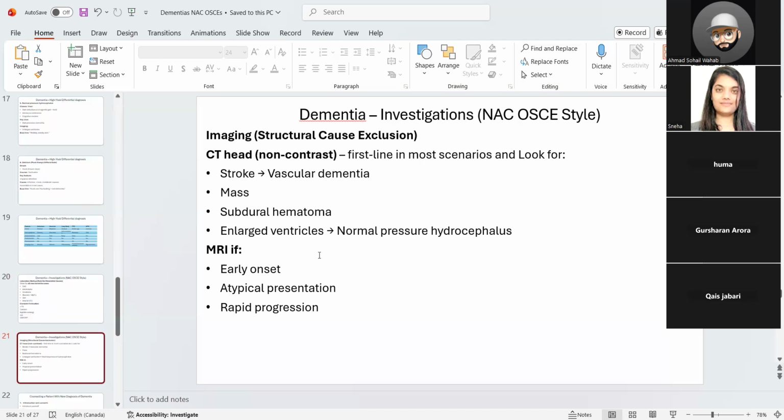MRI is considered for specific cases. If we are concerned about early onset of the disease, if the presentation is not typical, or if the dementia is progressing much more rapidly than what we expect with the specific diagnosis of the patient.